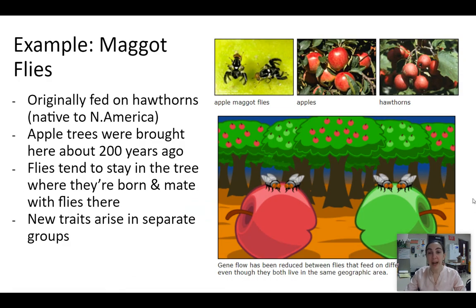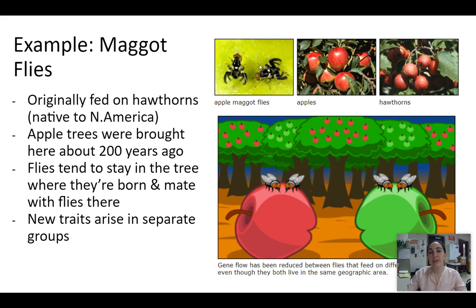Here's an example of how that reproductive isolation can happen because of a behavior. These little flies are called apple maggot flies. And they've lived in North America for a long time, and originally they fed on these fruits called hawthorns. Hawthorn trees are native to North America. They've been here pretty much forever. But a couple hundred years ago, settlers brought in this other tree called an apple tree. You can see its fruits are fairly similar to hawthorns. And some of the maggot flies landed on apples and said, hey, we can eat these too.